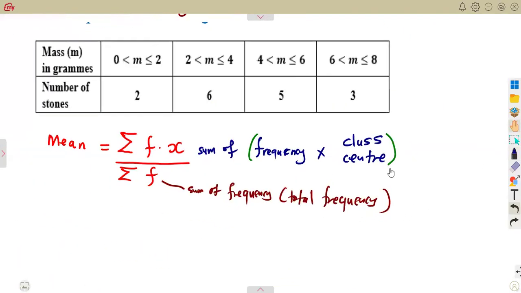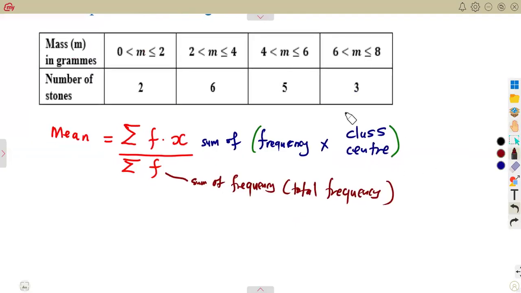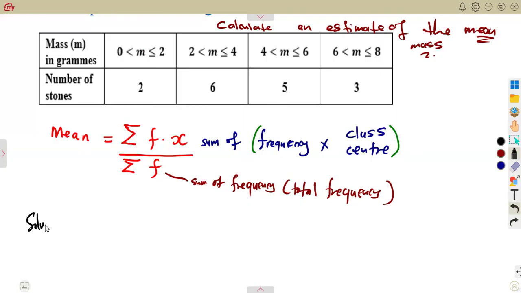On this example that we are given here, let's say the question is asking you to calculate an estimate of the mean mass that you're given. The estimate of the mean mass is simply the mean that you're calculating with this formula. Just calculate your mean as it is. So this is what you're going to have.